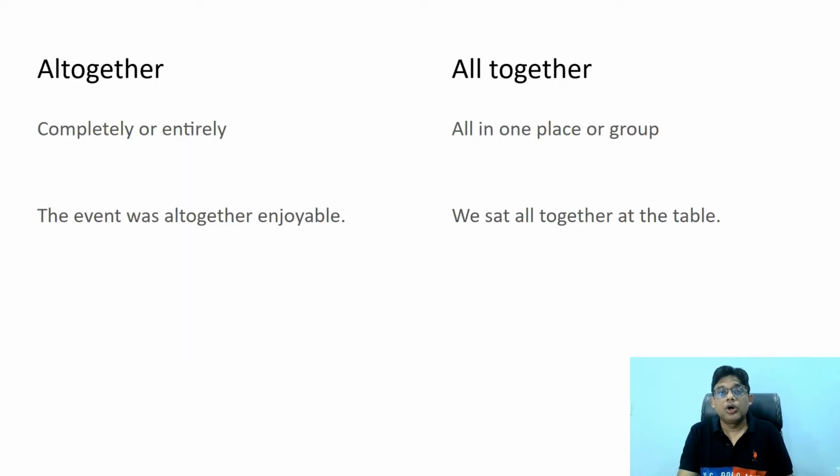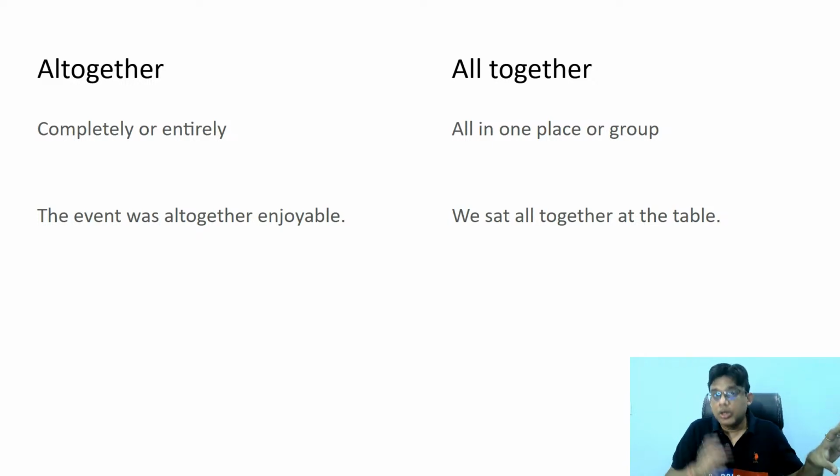Altogether, all together. So altogether means completely or entirely. The event was altogether enjoyable. So overall the event was enjoyable. All together, separate, means all in one place or group. We sat all together at the table.